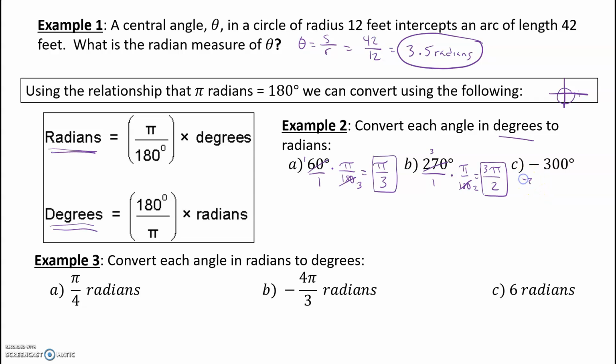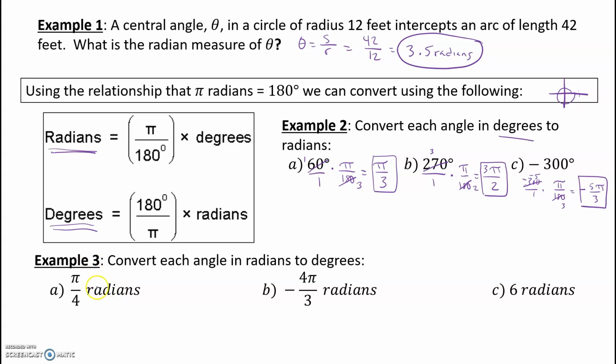So I'm going to bring this over here a little bit because I'm running out of room. 300 over 1 times pi over 180. 300 and 180 are both divisible by 60. So divide by 60, we get negative 5. Divide by 60, we get 3. And you wind up getting negative 5 pi over 3. All right. Again, negative 5 pi over 3 radians.